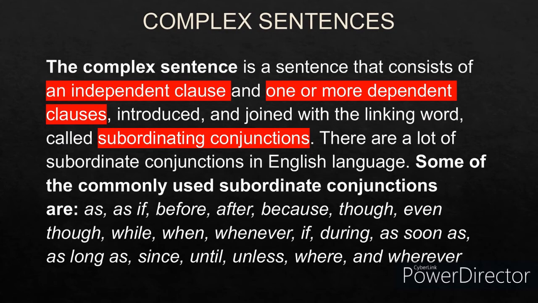Now let us understand what a complex sentence is. It consists of an independent clause and one or more dependent clauses, and they are joined by subordinating conjunctions. I repeat, a complex sentence is a sentence that consists of an independent clause and one or more dependent clauses. They are joined together by subordinating conjunctions. Now what are subordinating conjunctions? Some of the subordinating conjunctions are as if, before, after, because, though, even though, while, when, whenever, and so on. So one independent clause and one or more dependent clauses.